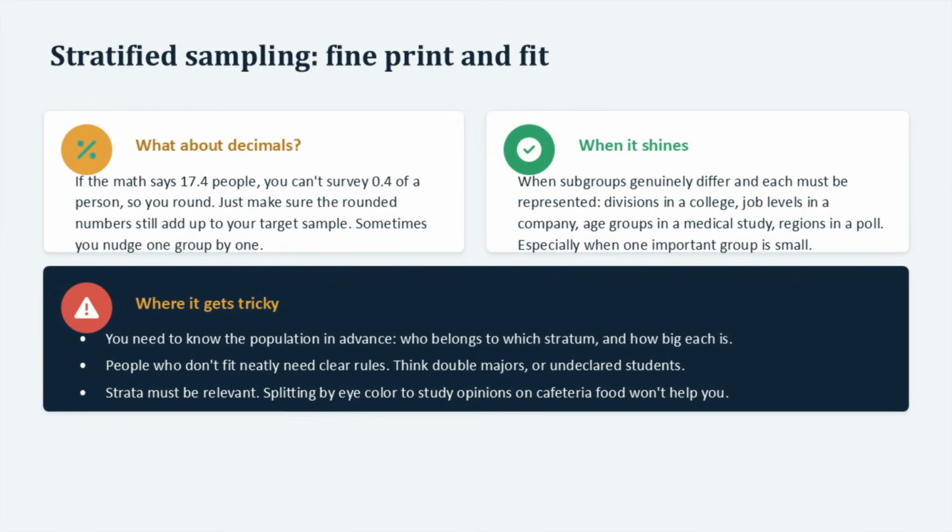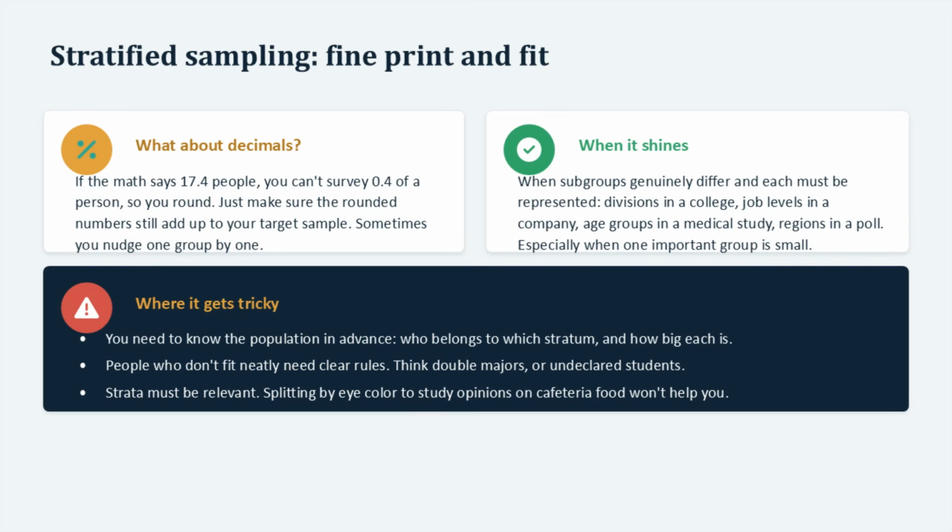A few practical notes before we wrap up stratified sampling. First, what happens when the formula gives us a decimal? We round to a whole number. The only thing you need to watch is the final total. After rounding all of your groups, make sure the numbers still add up to the sample size you wanted. Sometimes you might need to adjust one group by just one person, so everything adds up correctly. That's completely fine.